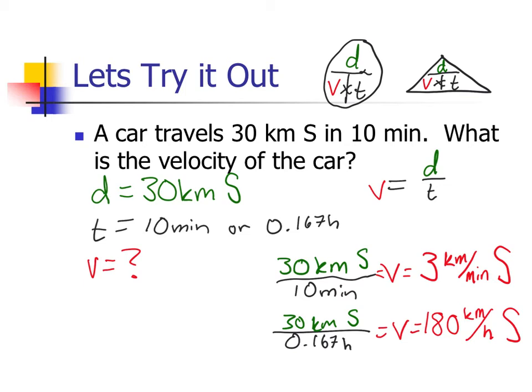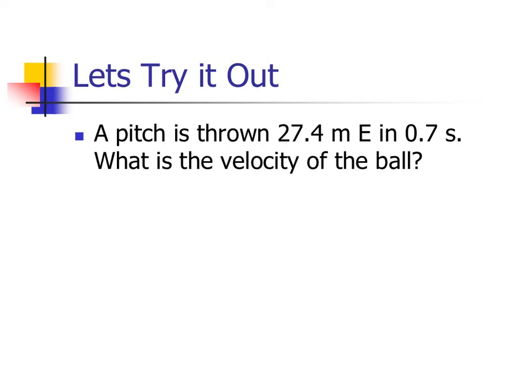and that is moving fairly fast. Maybe a little excessive. A pitch is thrown 27 meters east in 0.7 seconds. What is the velocity of the ball?